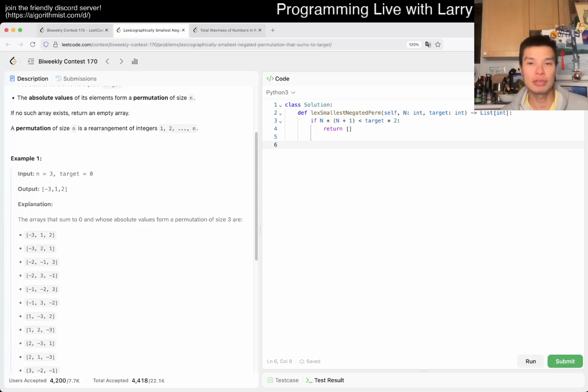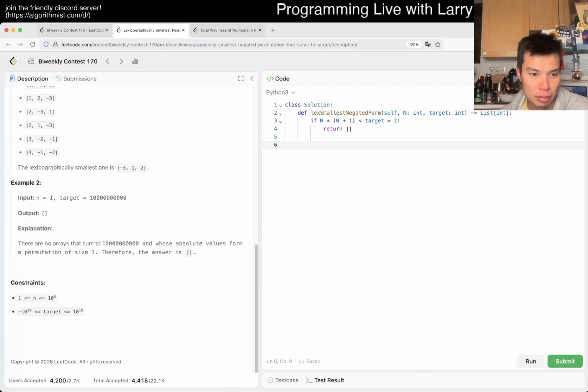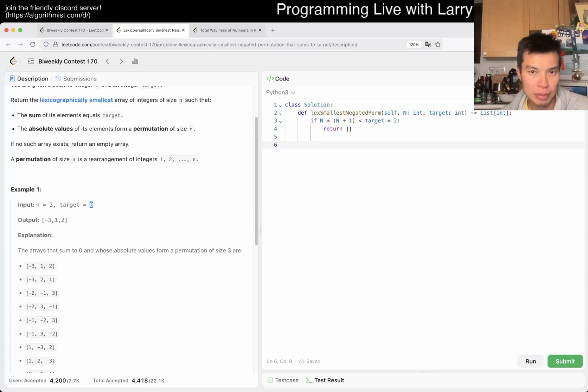Is that true though? Let's say target is 4. Can you do it? Oh, you mean target is 1. Target is 1, then how would you do it? Don't think that's possible then, right? So maybe this is not the only case, it's not always possible.